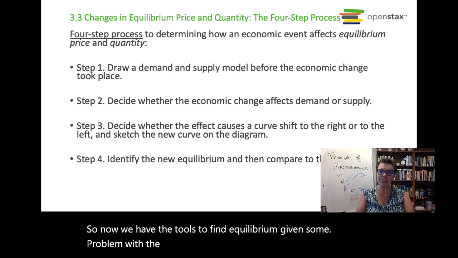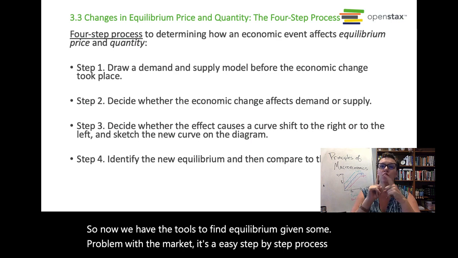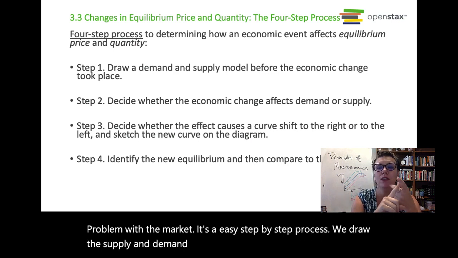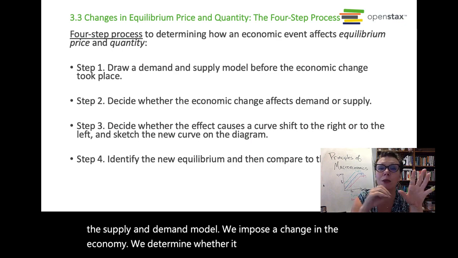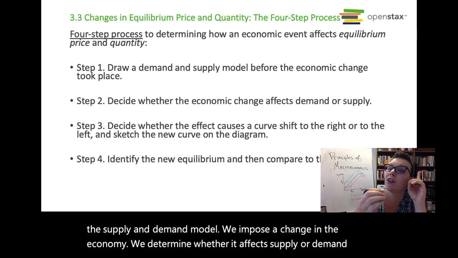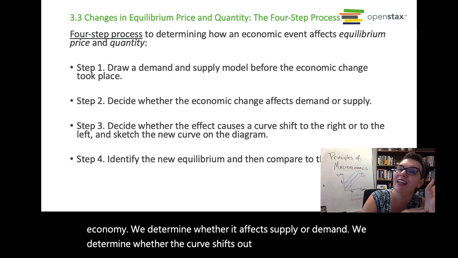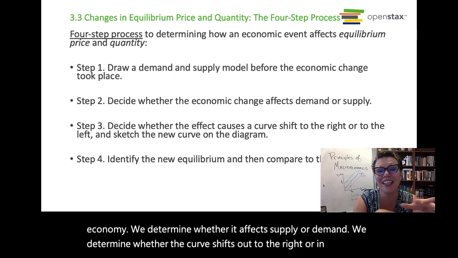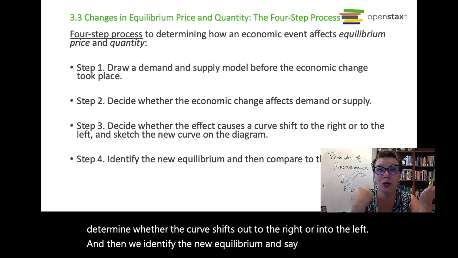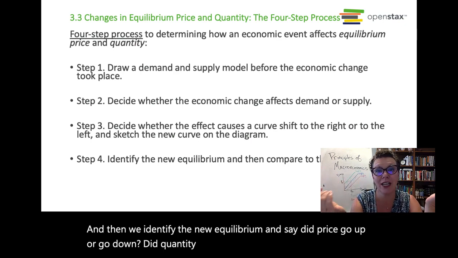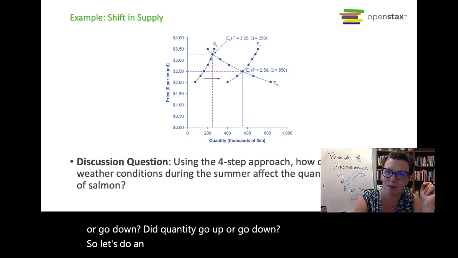It's an easy step-by-step process. We draw the supply and demand model. We impose a change in the economy. We determine whether it affects supply or demand. We determine whether the curve shifts out to the right or in to the left, and then we identify the new equilibrium and say, did price go up or go down? Did quantity go up or go down? So let's do an example together.